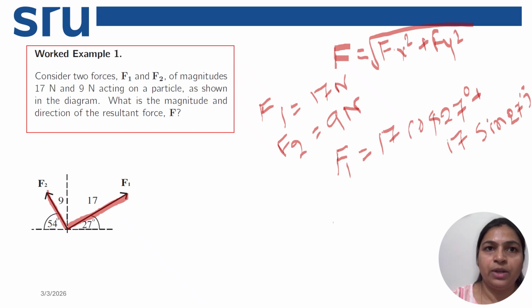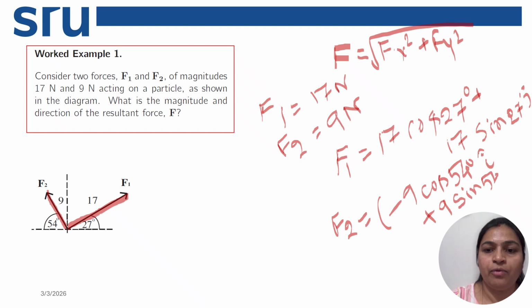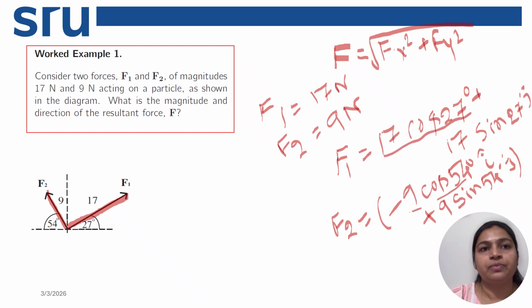So the same thing we can do for F2, that will be minus 9 cos 54 degree i plus 9 sine 54 degree j. So now we have F1x and F2x. So we can find the total Fx component of F1 plus F2, and similarly F1y plus F2y.